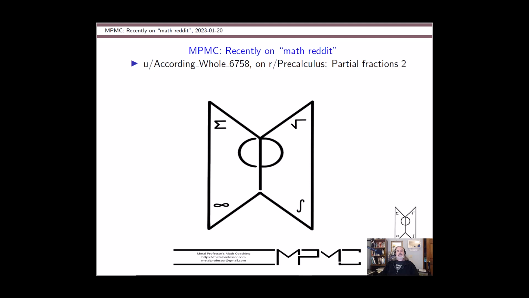I have a sort of a sequel today to a video that I made yesterday about a problem that was asked about on Reddit involving partial fraction decomposition. And in that video, I discussed the whole philosophy behind partial fraction decomposition and proceeded to do that for a rational function with linear terms in the denominator.